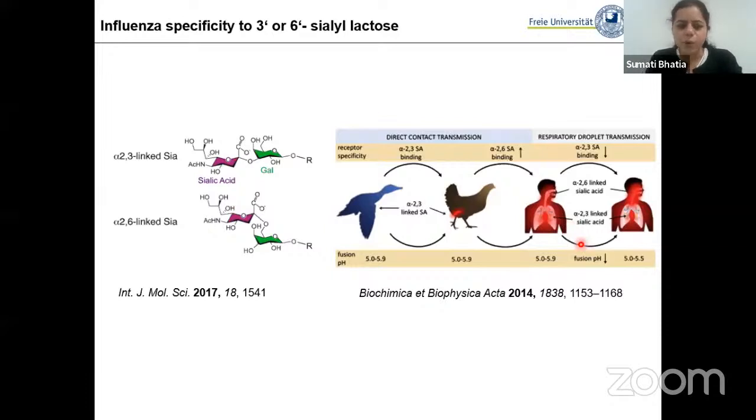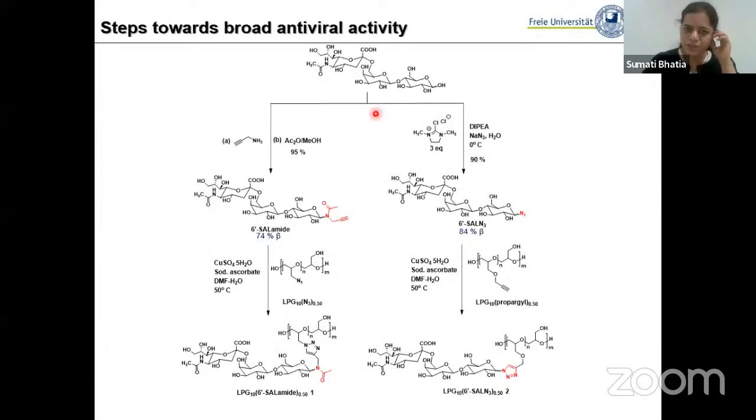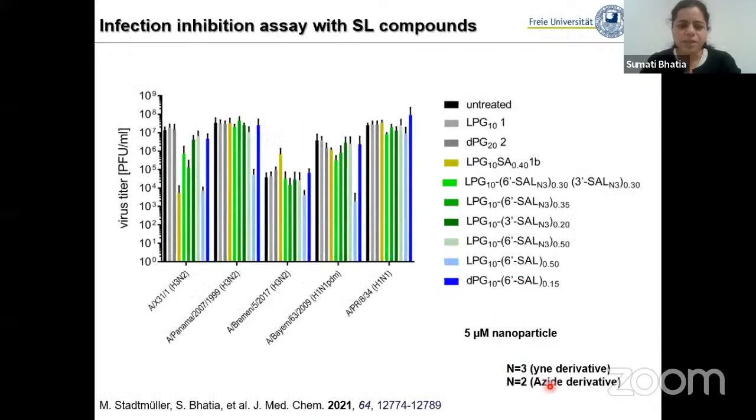So our first idea was to replace sialic acid with the sialylactose. At least from the first story, we got an idea about the architecture that LPG is better. And now the goal is to change the ligand into a broadly active ligand. So what we did, we used the sialylactose instead of sialic acid and converted it into different derivatives. And these different derivatives were coupled with the LPG, and we prepared the LPG sialylactose. And then we screened all these LPG sialylactose against different strains.